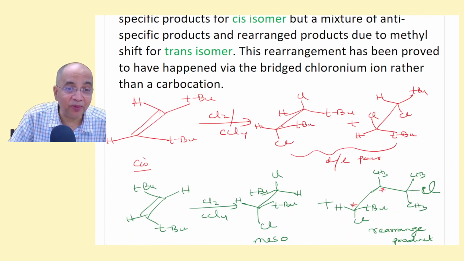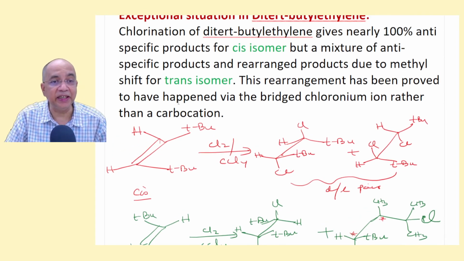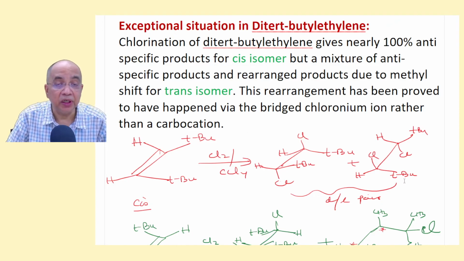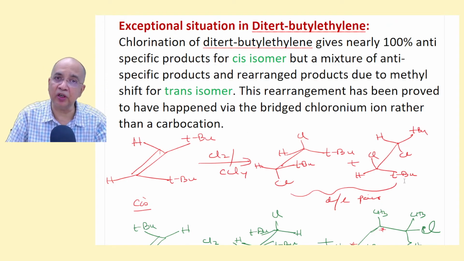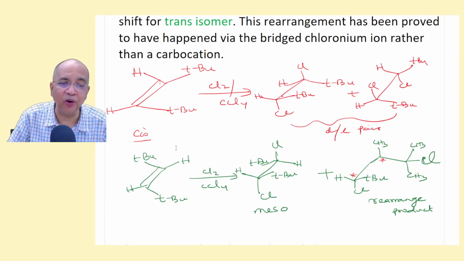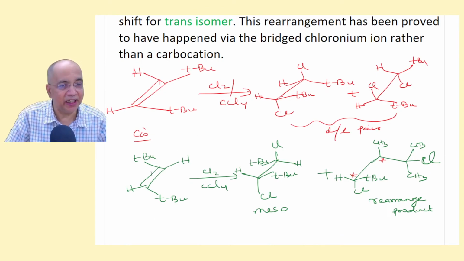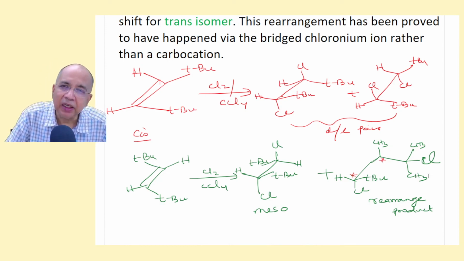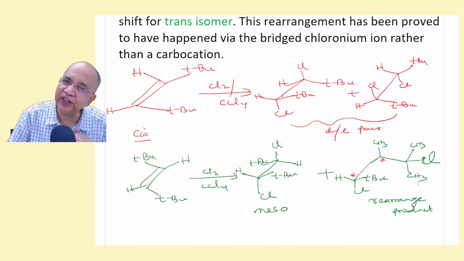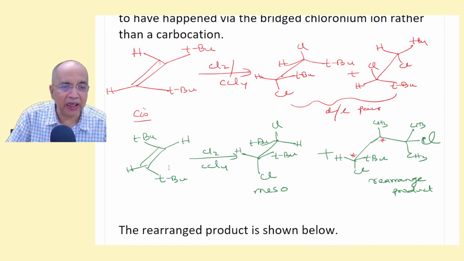Now, in the case of di-tert-butyl ethylene, with such a bulky group, the cis compound was found to give a completely stereospecific product as expected. Cis will give you the DL pair, despite the steric crowding or steric hindrance. But trans has been found to behave in a funny manner. It gives meso, but also some rearranged product due to free carbocation formation, not an intimate ion pair. As usual, anti-stereospecificity will demand its meso product, okay?